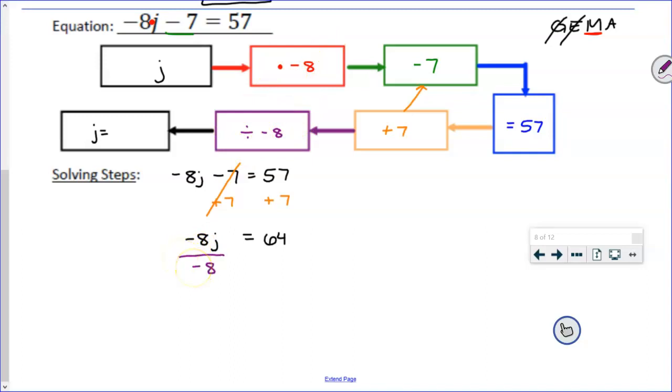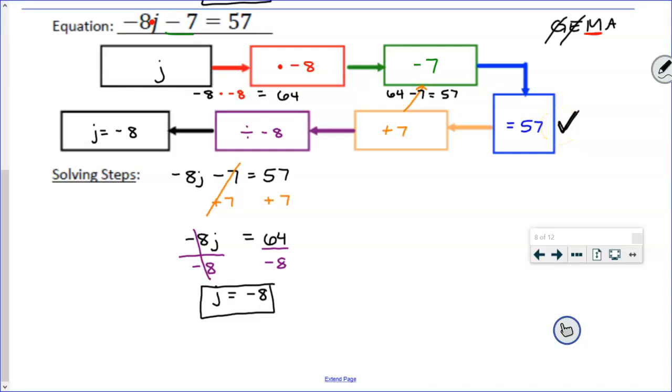Now I undo this multiplication with division. Balancing it, whatever I do to one side, I'm going to do to the other side. And that leaves me with, remember, this is undone, so putting that slash through it to show that it's undone. I have j is equal to, and then we complete this, 64 divided by a negative 8 is equal to negative 8. Make sure you did not lose your negative, and let's go ahead and check our answer. Negative 8 multiplied by negative 8 is equal to a positive 64. And then I continue on through that flow map. 64 minus 7 is equal to 57, just like it should be, so it checks out.